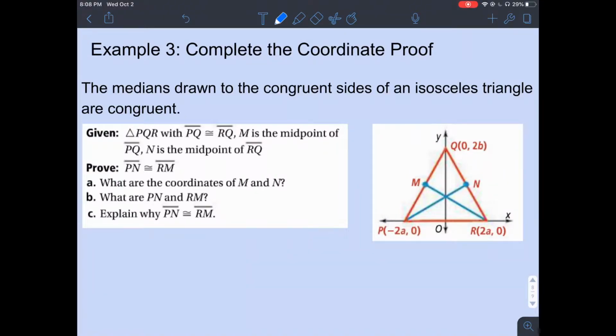All right, so let's move on to example 3, our third final example. It says the medians drawn to the congruent sides of an isosceles triangle are congruent. So this is what we're going to try to prove.